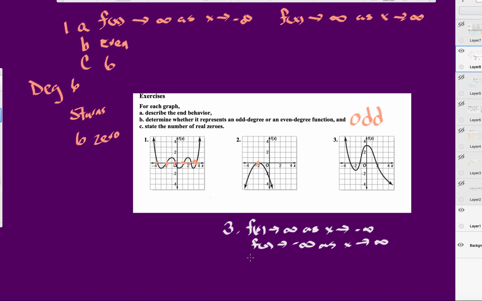We just said it's an odd function, odd, O-D-D. And last but certainly not least, there are 3, count them, 1, 2, and 3 zeros. 3 real zeros. 3 zeros, my heroes.